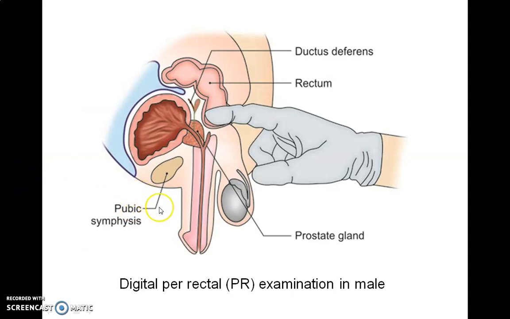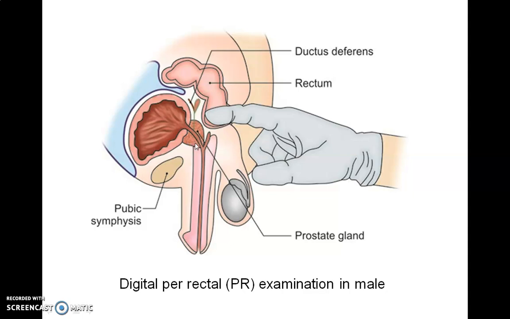Now here the figure shows the per rectal examination. Here we can see palpation during the per rectal examination. We can palpate anteriorly the prostate, perineal body, seminal vesicle and vas deferens. In the female, perineal body, cervix and the ovaries. This is shown in the male.